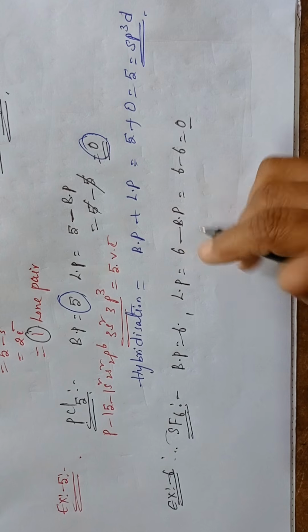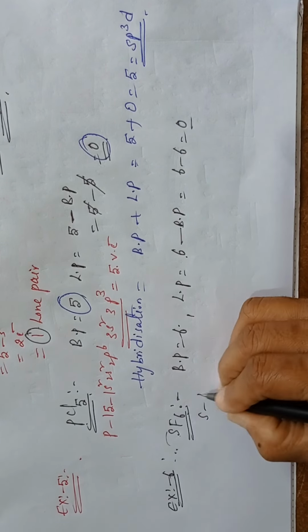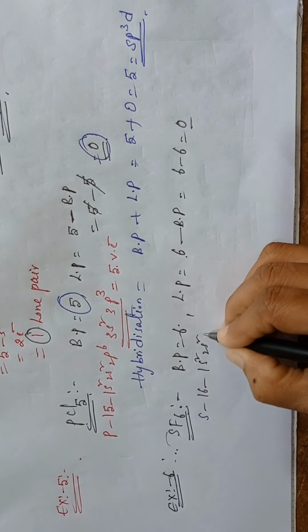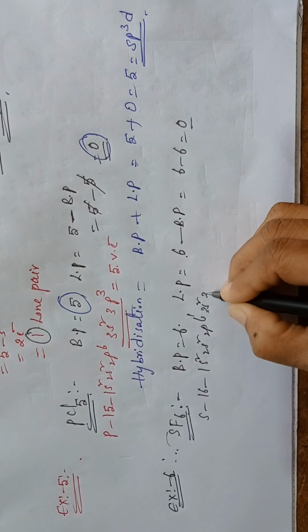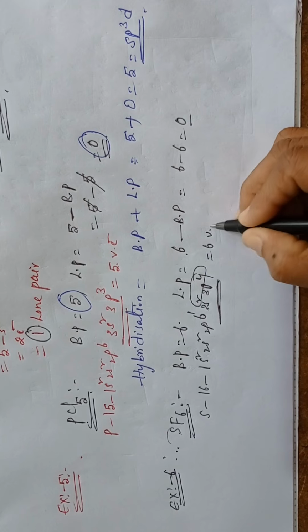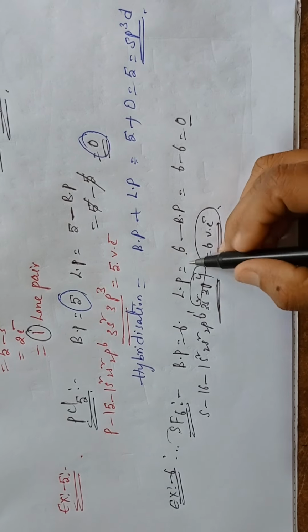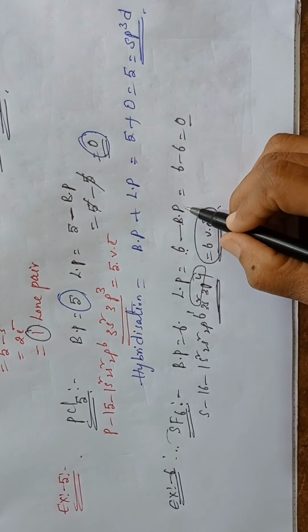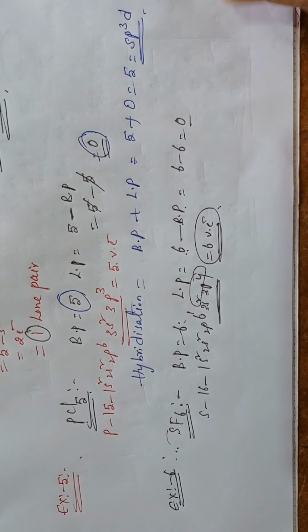Are you understanding? 6 valence electrons. Sulfur atomic number 16: 1s2, 2s2, 2p6, 3s2, 3p4. That means how many valence electrons, students? 2 plus 4, 6 valence electrons, correct? So 6 valence electrons minus bond pairs 6, 6 minus 6, 0 lone pairs.